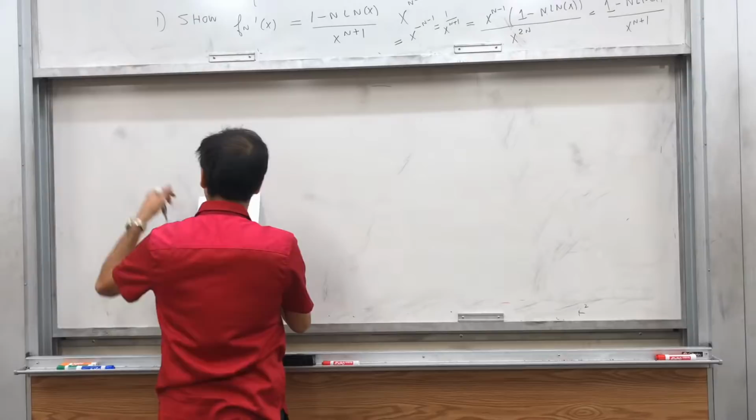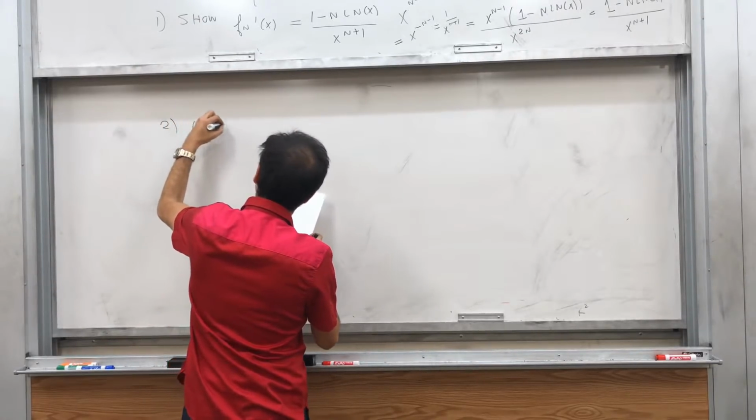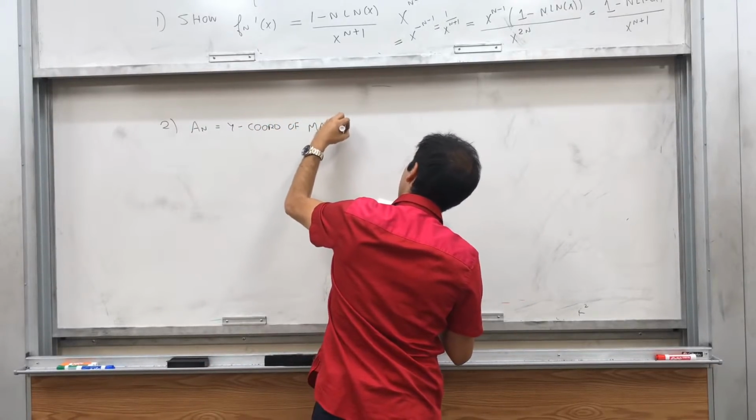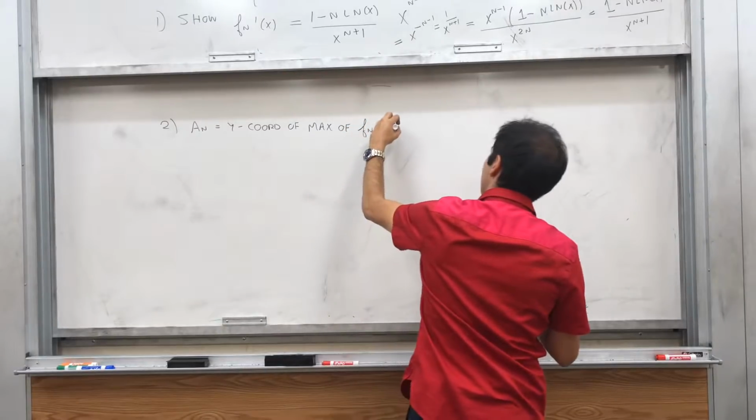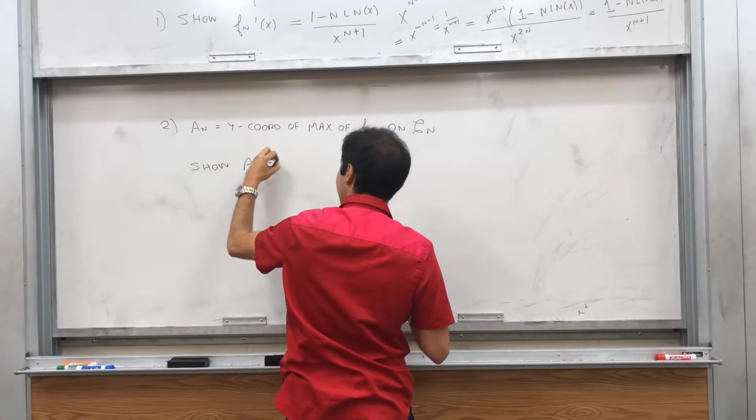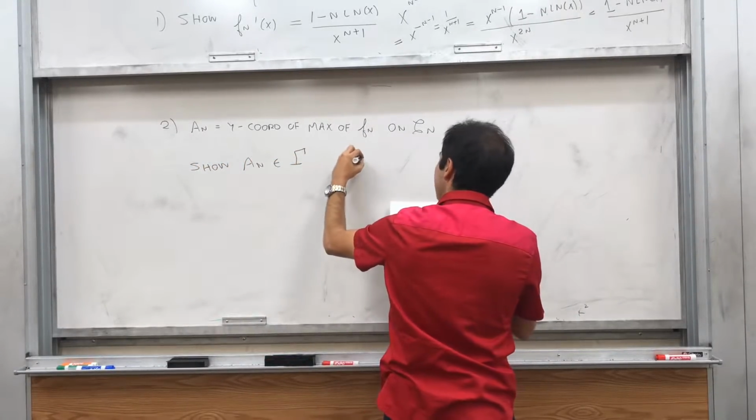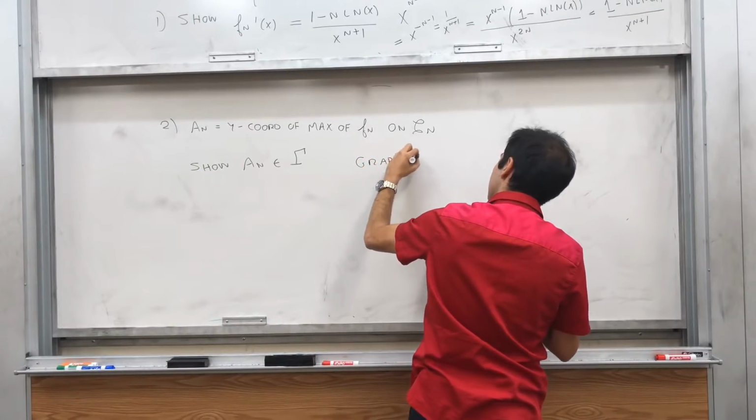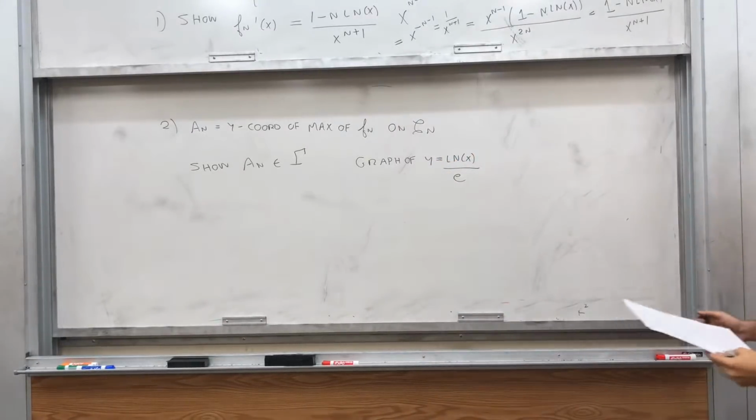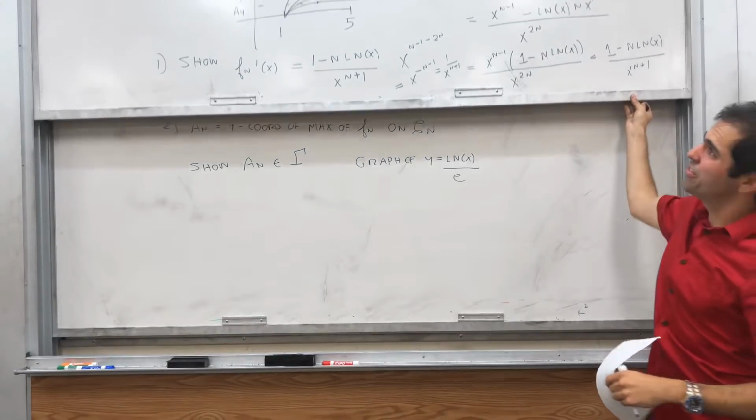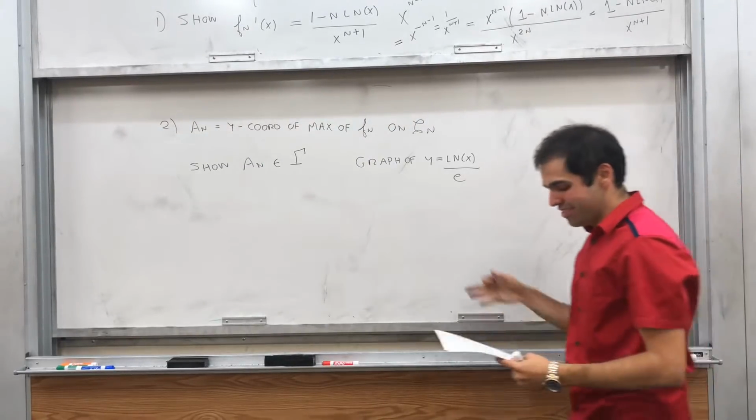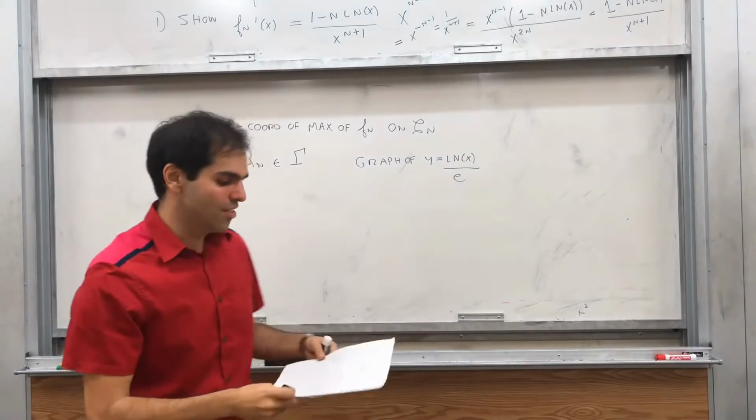Let An be the y-coordinate of the maximum of Fn on the curve Cn. Show that An itself lies on a graph, where gamma is the graph of y equals ln of x over x. So it's neat. Not only are those curves ln of x over x to the n, but also the maxima are on those curves. So not the maxima, but the y-coordinates of the maxima.